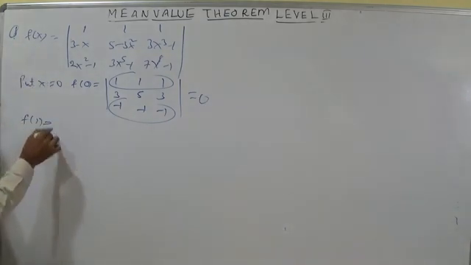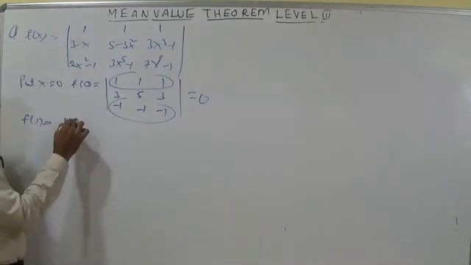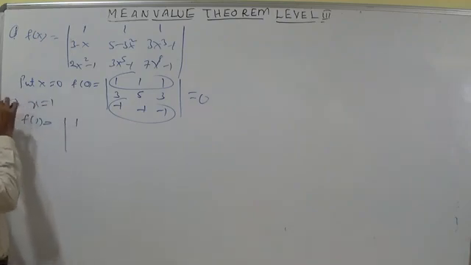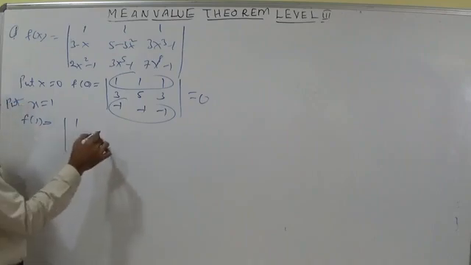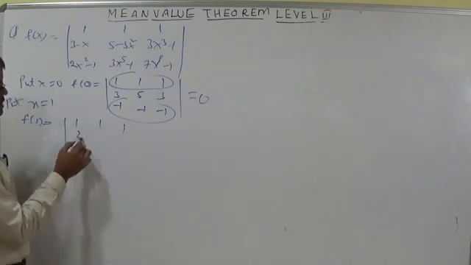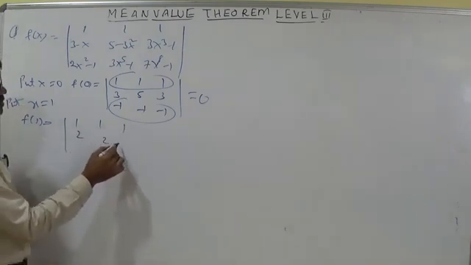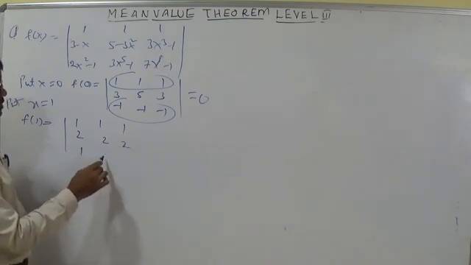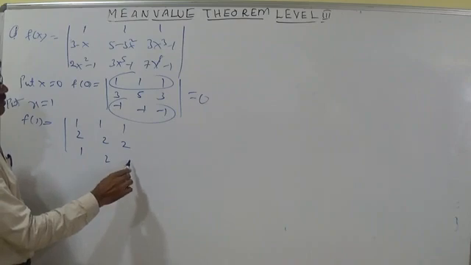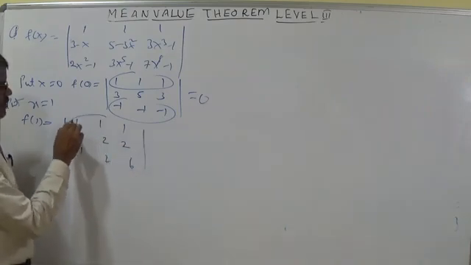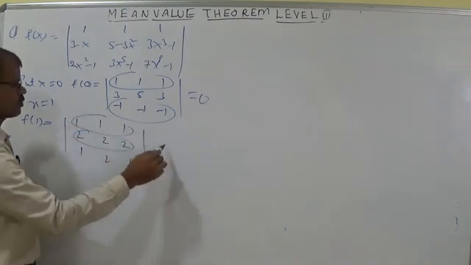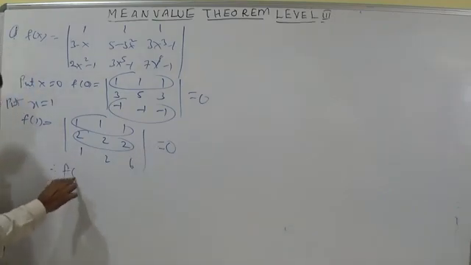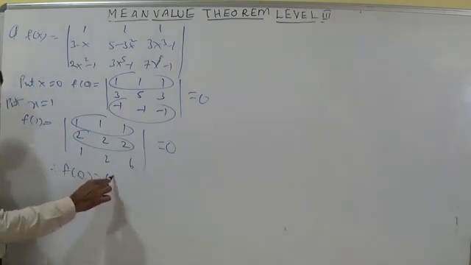Next, let us substitute f of 1. Put x equal to 1. The first row is 1, 1, 1. This is 3 minus 1, 2. This is 5 minus 3, 2. This is 3 minus 1, 2. This is 2 minus 1, 1. 3 minus 1, 2. And 7 minus 1, 6. Here the rows 1, 1, 1 and 2, 2, 2 are proportional, so the determinant is 0. Therefore, we confirm that f of 0 is equal to f of 1.